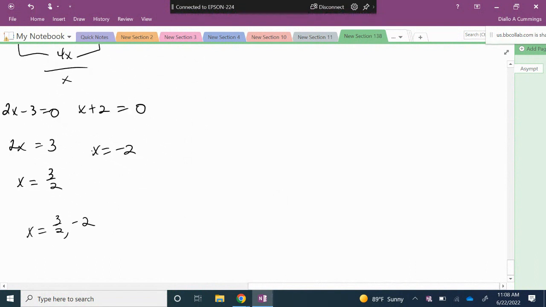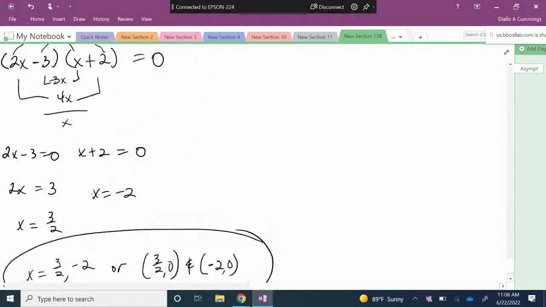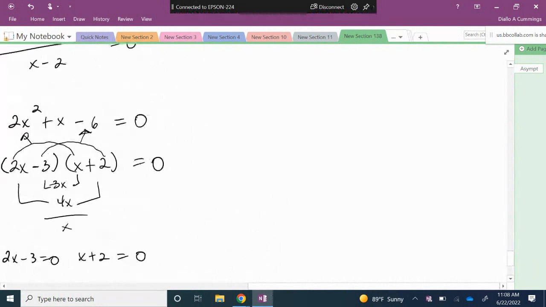Okay, but if you had to write those as ordered pairs, we would have 3/2 comma 0 and negative 2 comma 0. So 2 x-intercepts.